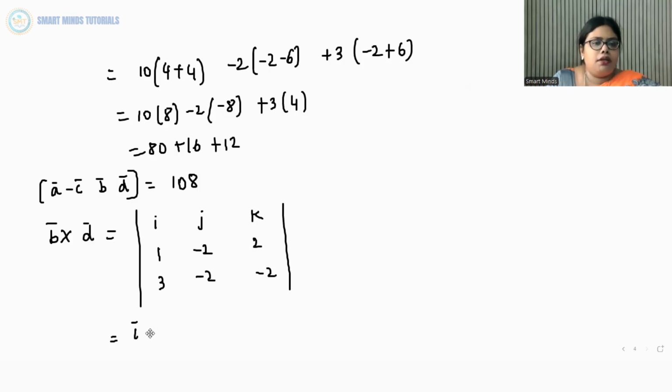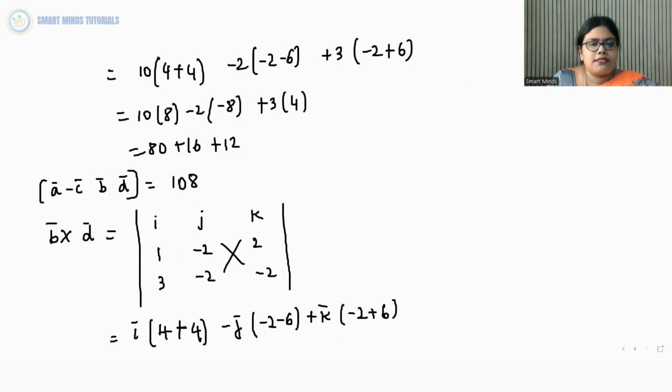So I bar into, you cross multiply this, minus 2 into minus 2 is 4, minus 2 into minus 2 is minus 4. Minus into minus will become plus. Now minus J bar into minus 2 minus 6, plus K bar into minus 2 plus 6. That is 8 I bar plus 8 J bar plus 4 K bar. This is B bar cross D bar.